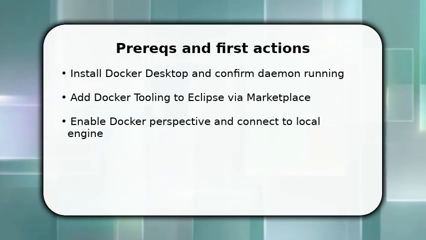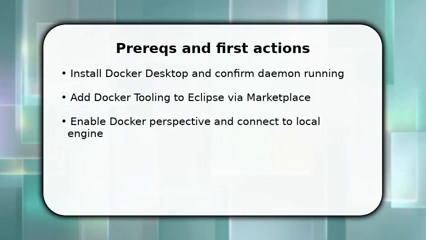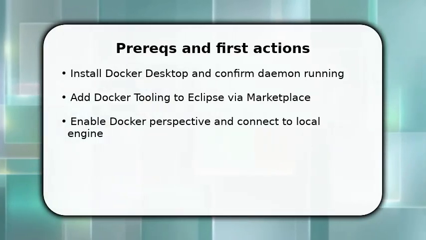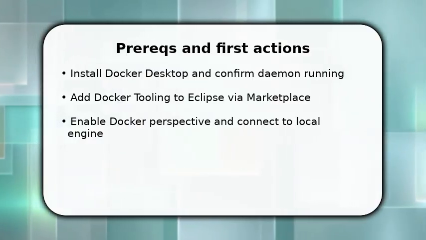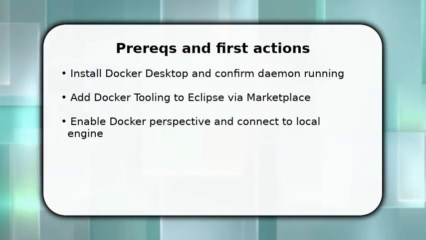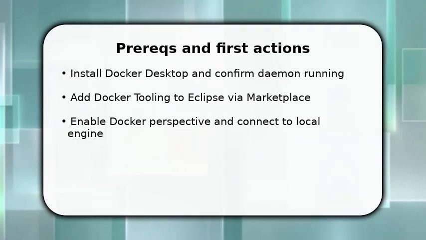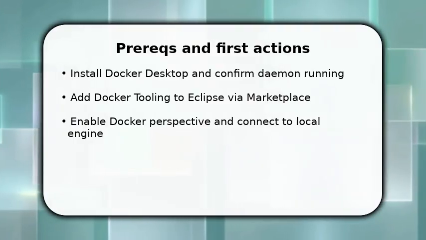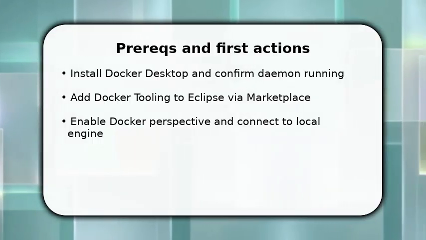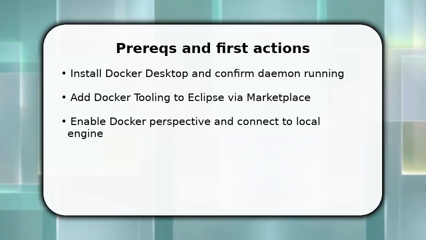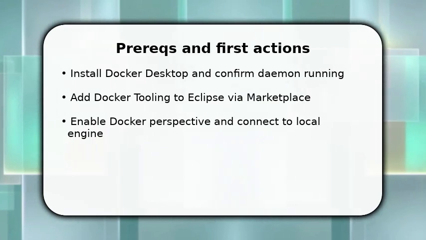Enjoy the video. You start by validating prerequisites and then take the first actionable steps. Confirm Docker Desktop is installed and the daemon is running. You need that active. Open Eclipse, install the Docker tooling from the marketplace, and restart when prompted. Once done, switch to the Docker perspective and add a new connection to localhost 2375 or the default socket. This gets Eclipse aware of your engine and lets you see images, containers, and registries right away.